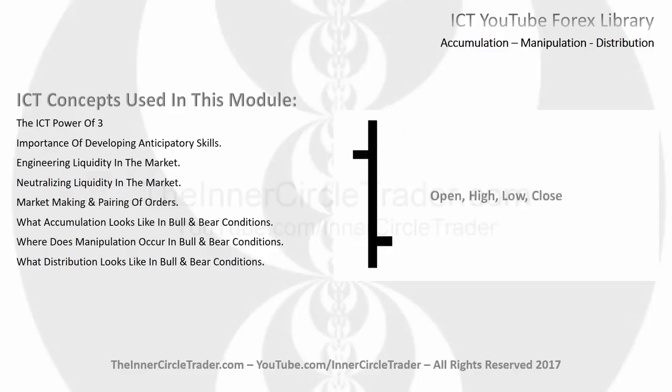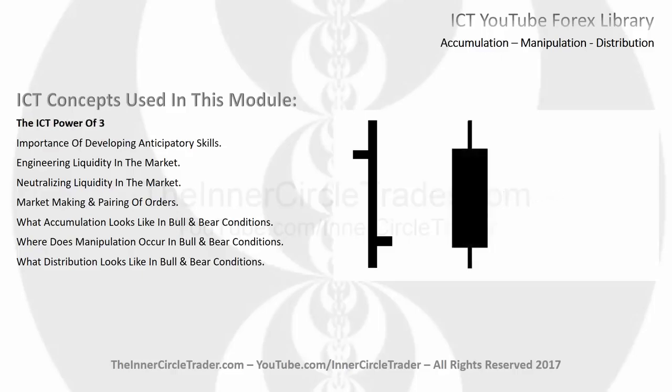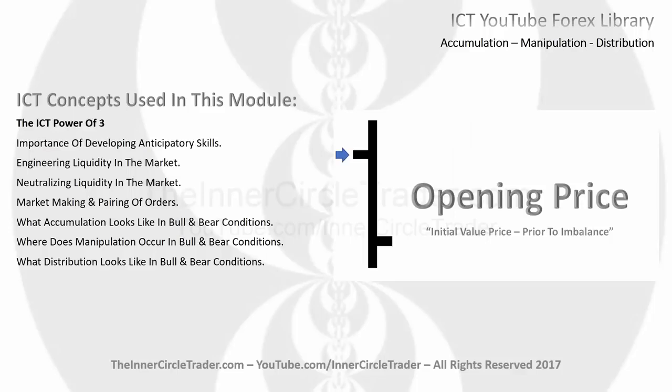So we're looking at a reverse idea here. The open, high, low, close with a down close, and again, this representation is a crude depiction of a daily open, high, low, close bar, and we could see that same thing in the form of a bearish closed candle. Much easier on the eye, but we're going to take our focus back to the open, high, low, close bar. And again, the opening price, much like we just said, but just for completeness' sake, it is the initial value price prior to any imbalance.